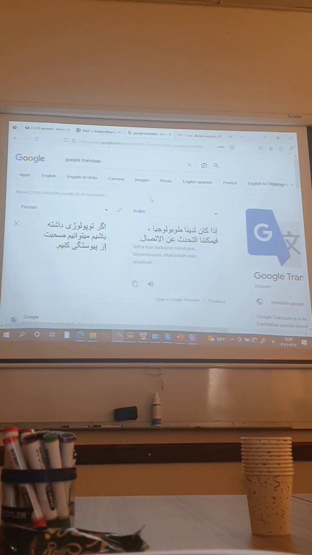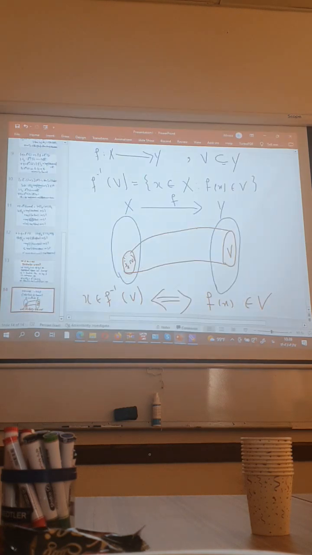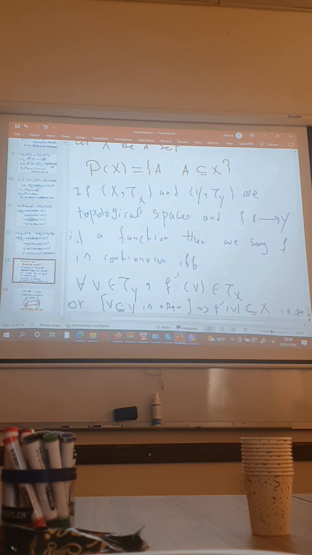When we have a topology, we can talk about continuity, because we need these open sets. This is the definition of continuity: for any element of the topology, the inverse image must be in the topology of X. If we don't have a topology, we cannot speak about continuity.